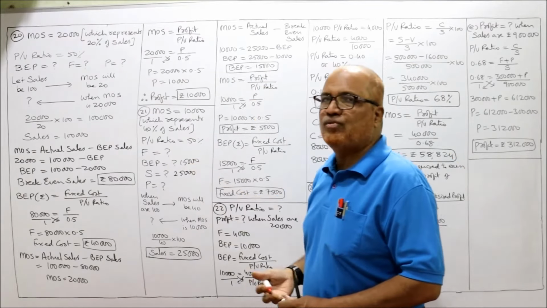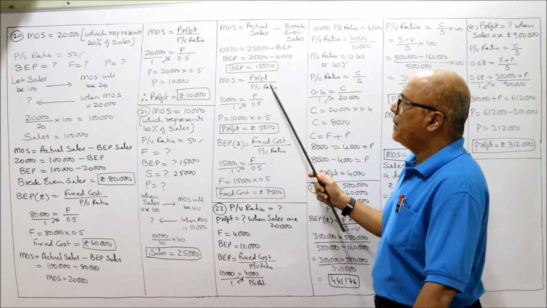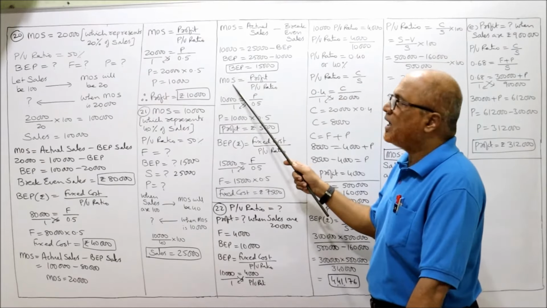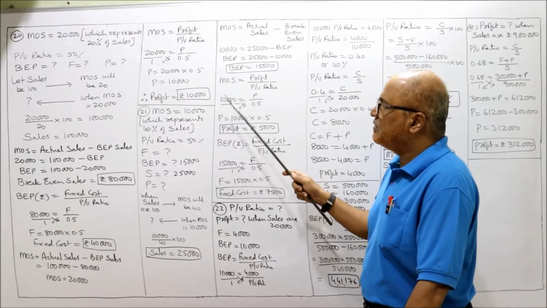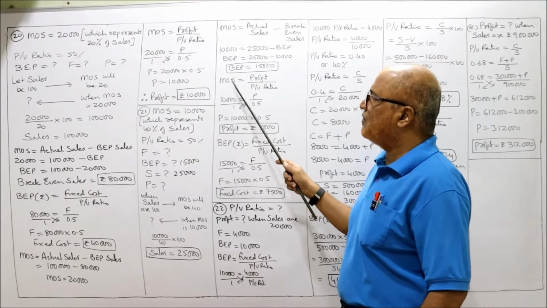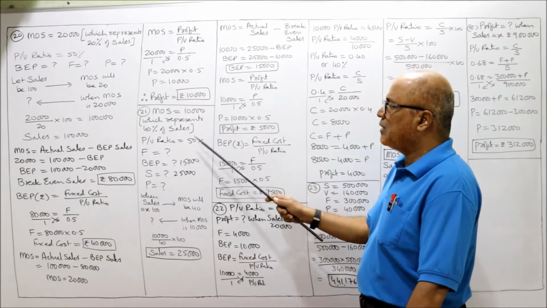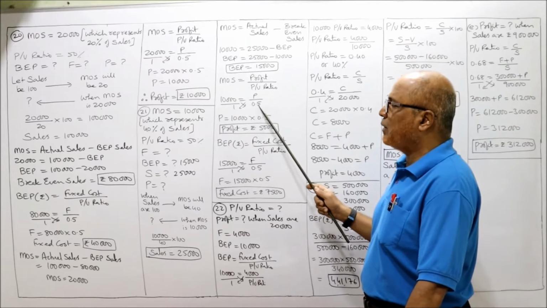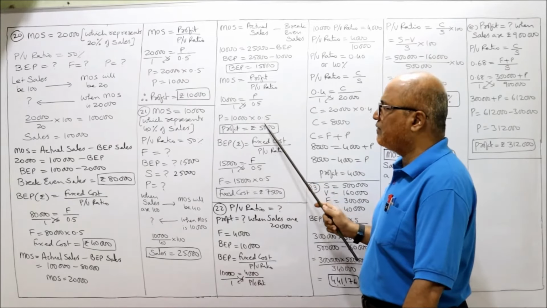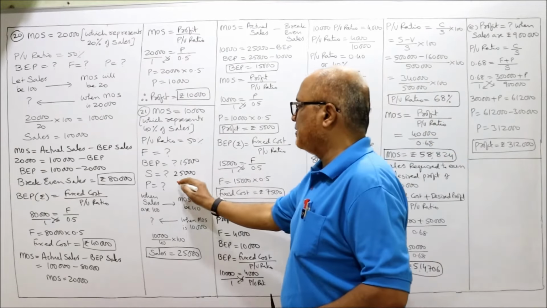Two questions we have completed. Now the next question is, we have to find out the profit. One more formula for MOS: profit by PV ratio. MOS is given in the problem, 10,000. So in place of MOS, 10,000. Profit we don't have. PV ratio is given in the problem, 0.5. So 10,000 is equal to P divided by 0.5. P is equal to 10,000 into 0.5, 5,000. Profit we got is 5,000.